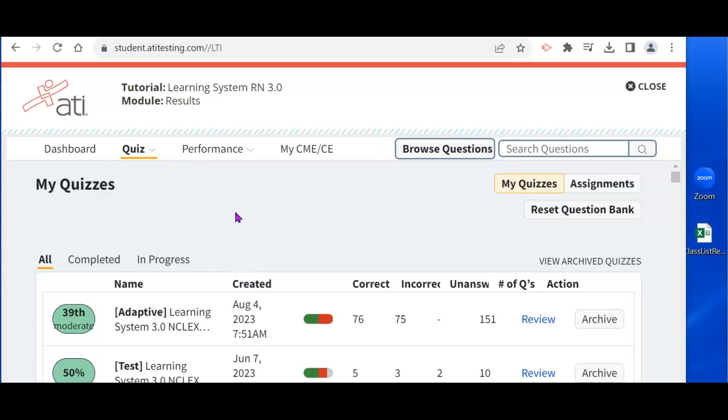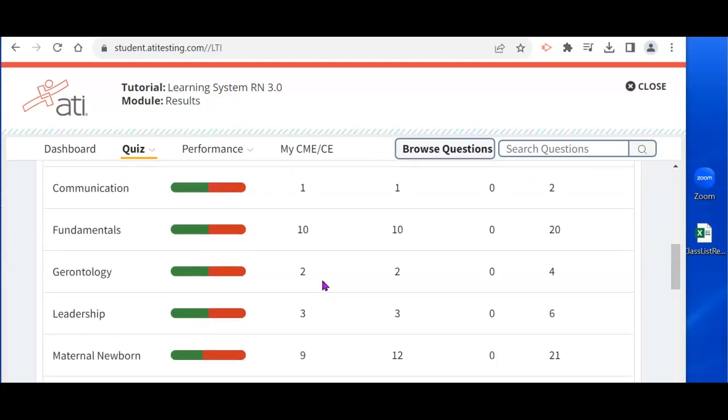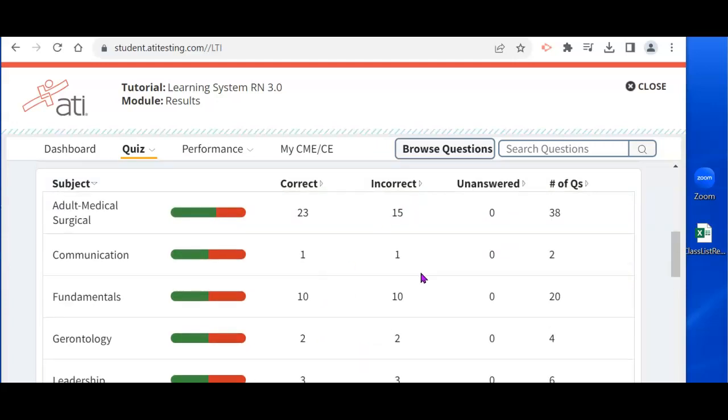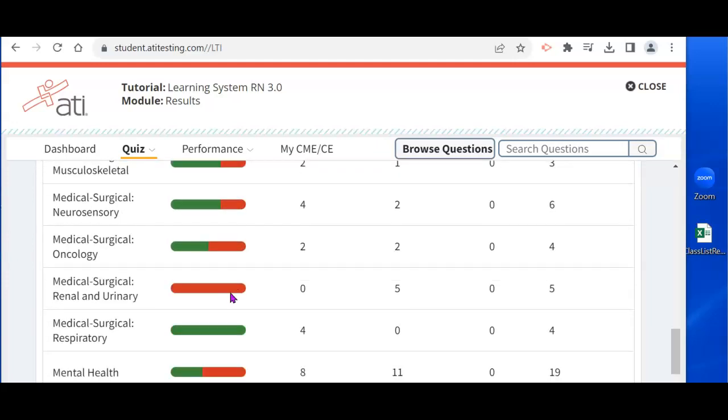Okay, to find your results for your CAT test, you'll go to Learning Systems 3.0, go to My Quizzes, and then look for Adaptive Learning Quiz and click on the Review tab. You will see that there are several categories, and it lists how many questions you got right, so how many are correct and how many are incorrect. For this particular category, this person got 0 correct in renal and urinary. So the test question this person would write would be Med-Surg, renal and urinary.